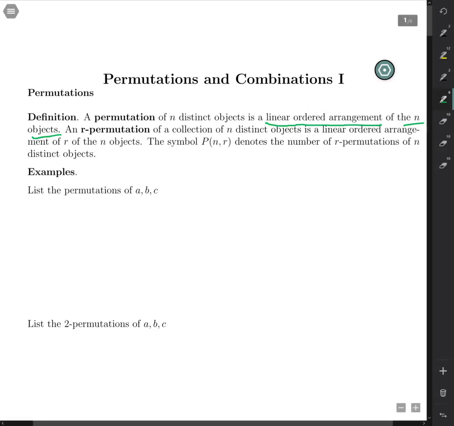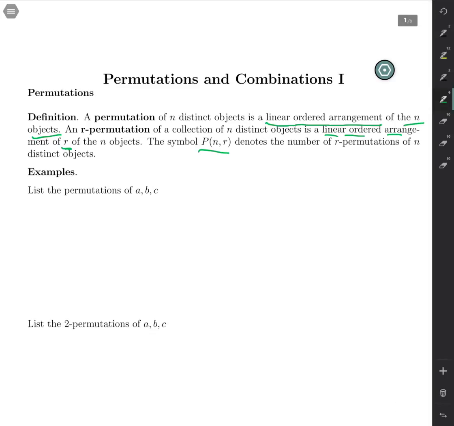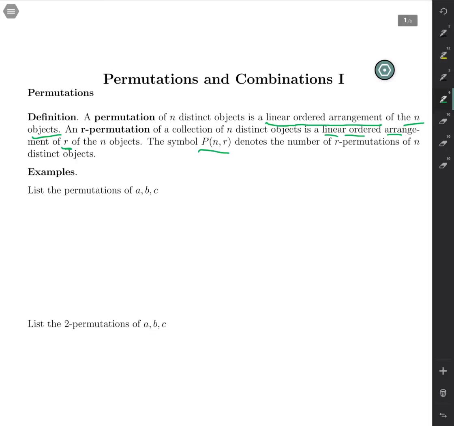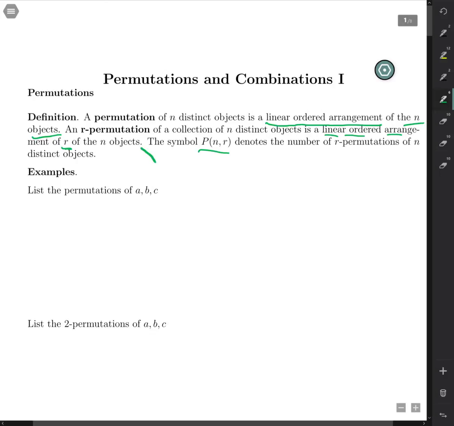An R permutation of a collection of n distinct objects is a linear ordered arrangement of R of the n objects. So we're restricting our attention to choosing R of them. And the symbol P(n,R) denotes the number of R permutations of n distinct objects. Here, there is no repetition allowed. It's truly permuting R specific objects chosen from the n objects. So I'll say right here, without repetition. That's implicit in our understanding of a basic permutation.